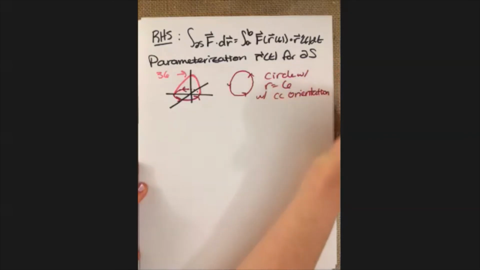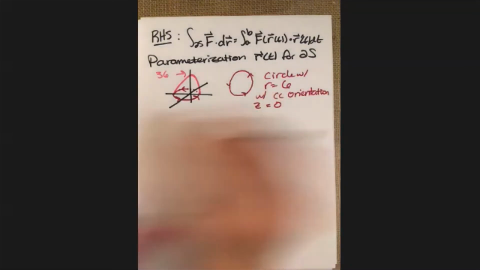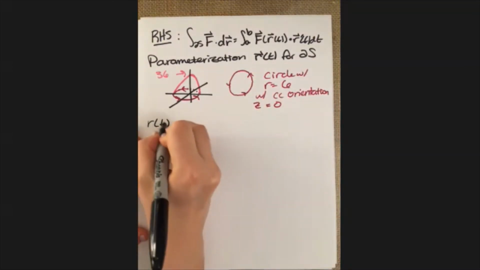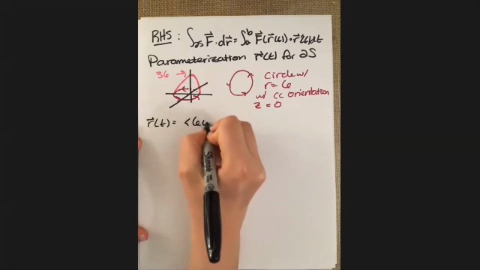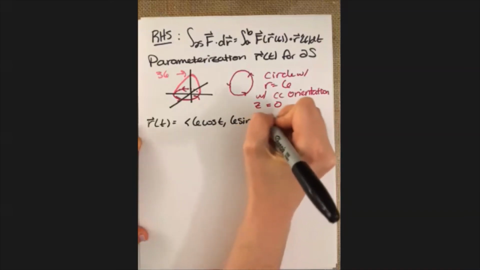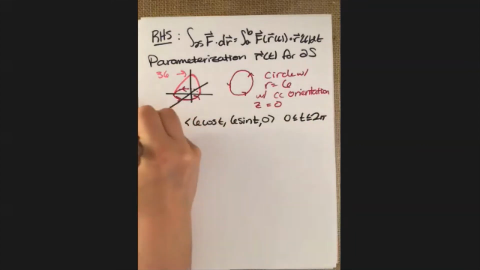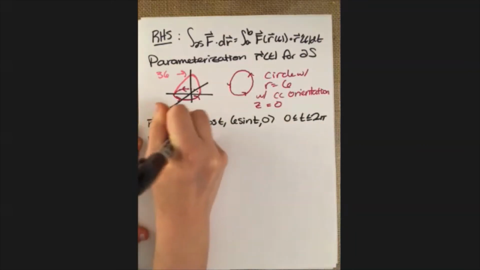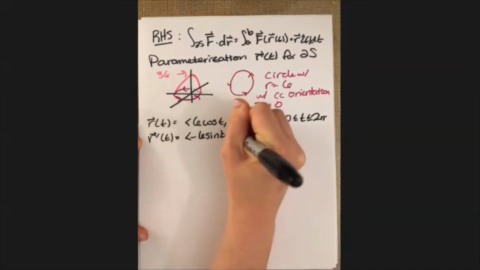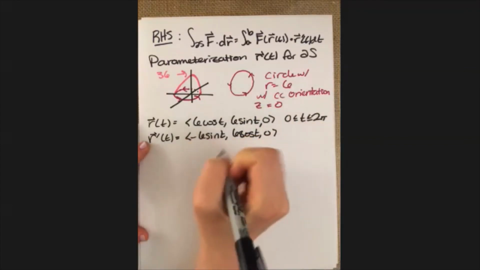And we also know that, once again, it's sitting in the xy plane, so we know that z has to be equal to 0. So the parameterization that we get for this is r of t equal to 6 cosine t, 6 sine of t, 0, and we have 0 less than or equal to t less than or equal to 2 pi. r prime of t equal to negative 6 sine of t, 6 cosine of t, 0.